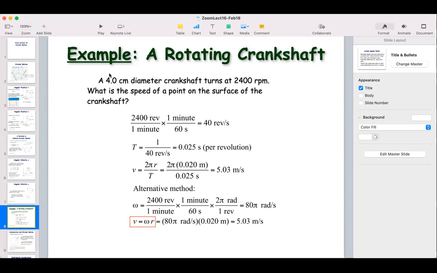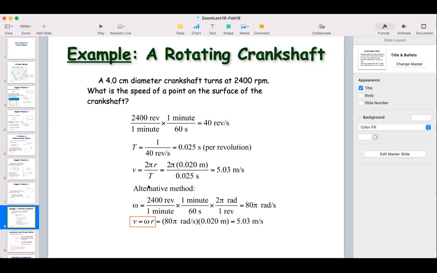It says here that it is a 4 centimeter diameter, so we know that the radius is half of it. And this is in centimeters. We need to bring it to meters. So 2 pi multiplying 0.020 meter divided by the period that we just found gives you 5.03 meters per second. Is it meters per second? Yes, 2 pi doesn't have any dimension, and then we have meters and seconds. So this is a velocity and it works really fine.